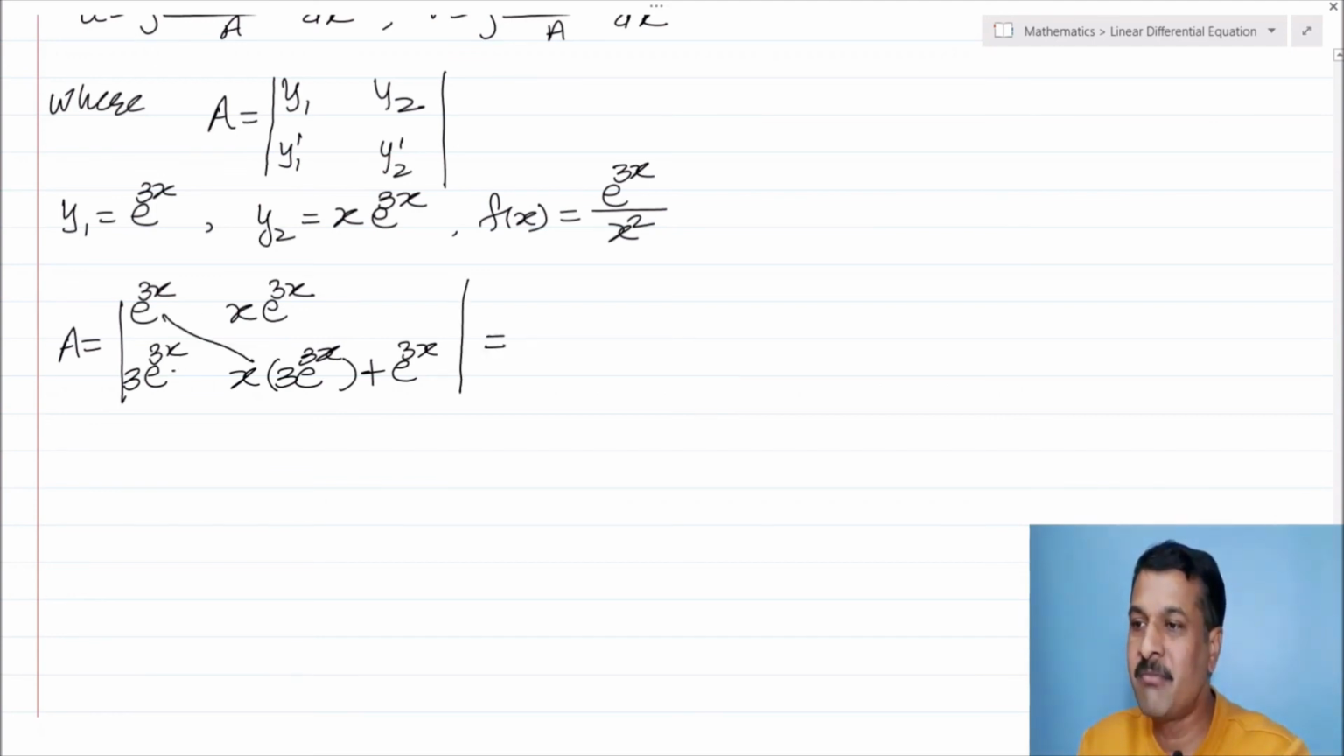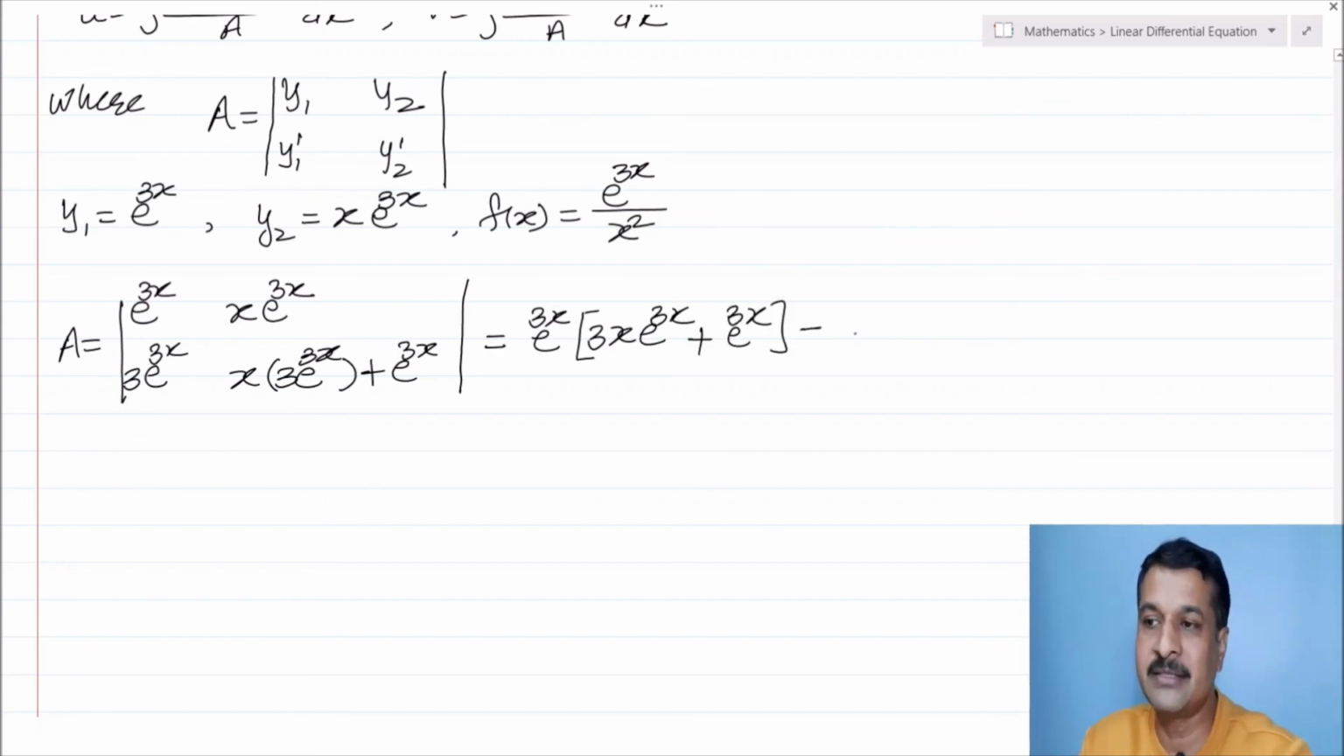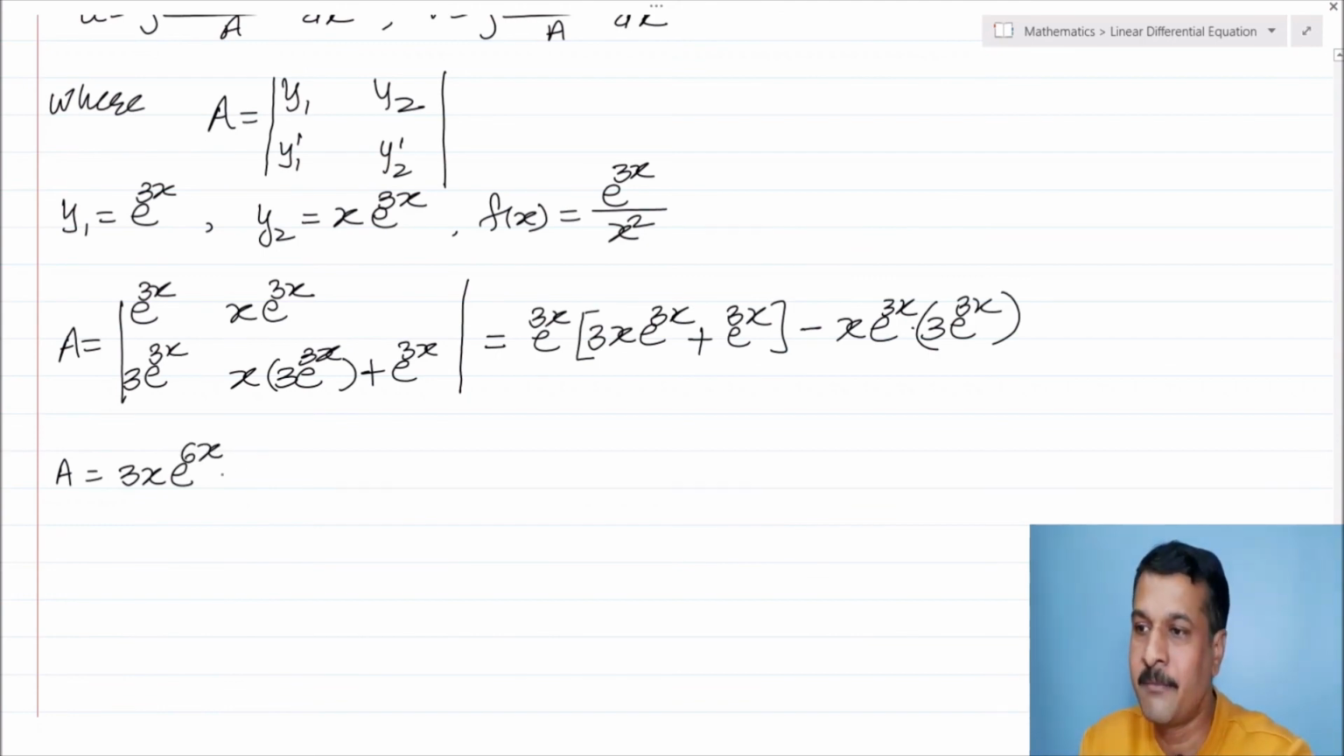So this into this minus this into this. So I am getting e raised to 3x into 3x e raised to 3x plus e raised to 3x, minus x e raised to 3x into 3 e raised to 3x. So simplify this. I am getting A equal to 3x e raised to 6x plus e raised to 6x, you multiply this inside, minus 3x e raised to 6x. So this plus and minus get cancelled, and I am getting A equal to e raised to 6x.